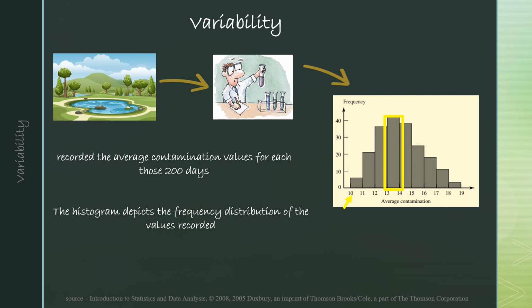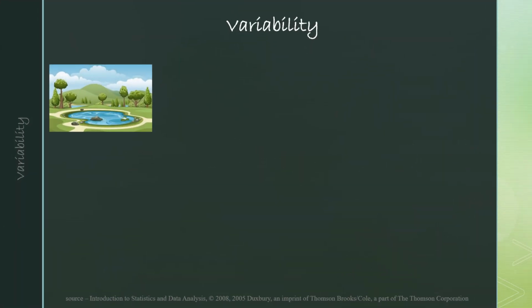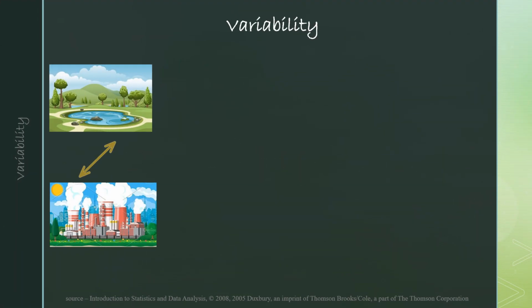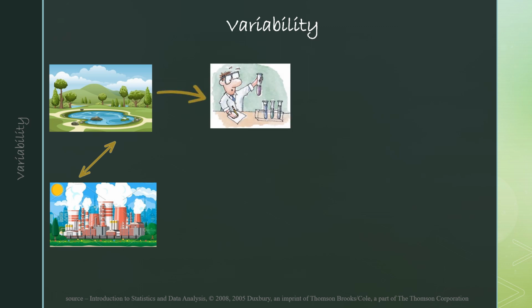10 is the minimum value of average contamination recorded, and 19 is the maximum value. The variability is between 10 and 19 amongst the average contamination values. An accident happens in a factory in the vicinity of the lake that leads to a chemical spill and some possible underground water contamination. As a consequence, the local body decides to examine the quality of the water in the lake to ascertain if the spill has any influence on the lake.